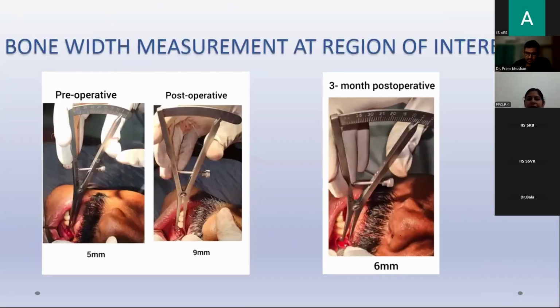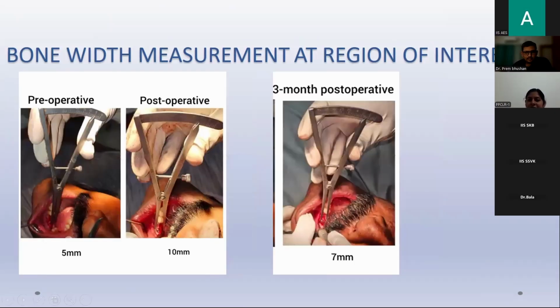Preoperatively, the bone width was 5 mm. Post-operatively, it was 9 mm, gradually reduced to 6 mm at 3 months post-operative in relation to 3.6. In relation to 3.7, preoperatively it was 5 mm, then post-operatively it was 10 mm, and at 3 months post-operative, it was 7 mm.